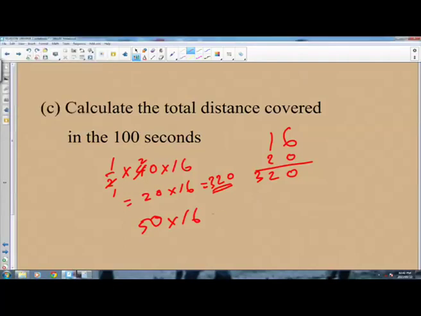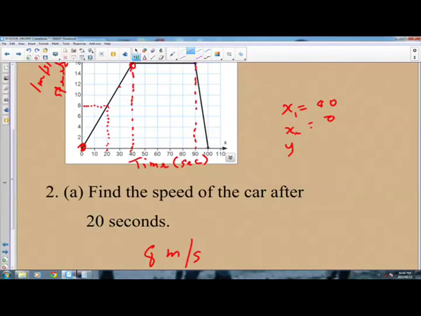It's 800. So this is 800. We have found the area of the first triangle to be 320. The area of this rectangle is 800, and then we are expected to find the area of the last triangle, that is from 90 to 100. This forms a triangle, so we have to find its area.